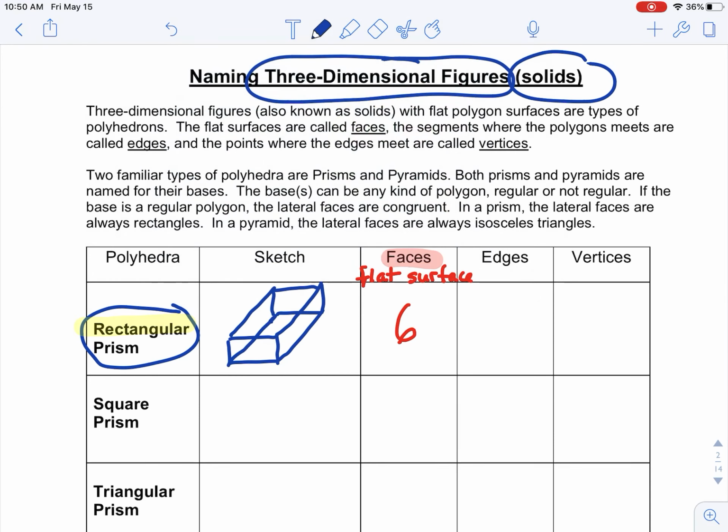Okay, so now we want to talk about this thing called edges. So what are edges, right? Edges are the lines that connect faces. So edges are lines. What do I mean by that? Like this line right here, that's an edge. 2, 3, 4, 5, 6, 7, 8, 9, 10, 11, 12. There's 12 edges. And you see that's where 2 faces connect.